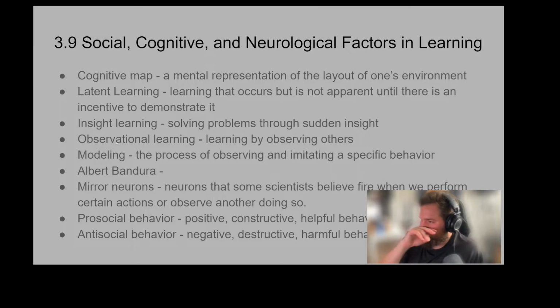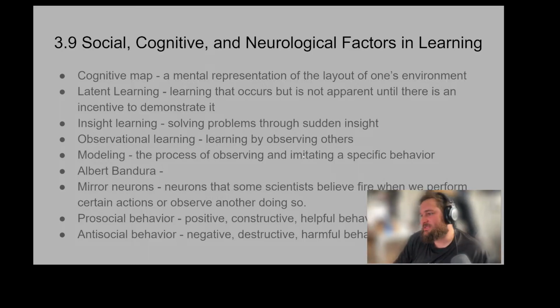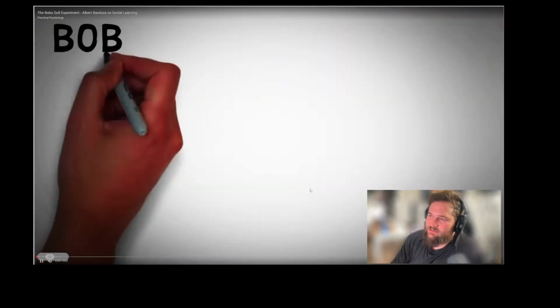Observational learning is learning by observing others, like Bandura's Bobo doll experiment. Modeling is the process of observing and imitating a specific behavior. Mirror neurons help us learn things faster. We watch people do it. Monkey see, monkey do. Prosocial behavior is positive, constructive, helpful behavior that you do because it helps you socially. Antisocial behavior is negative, destructive, harmful behavior. Bobo doll experiment.